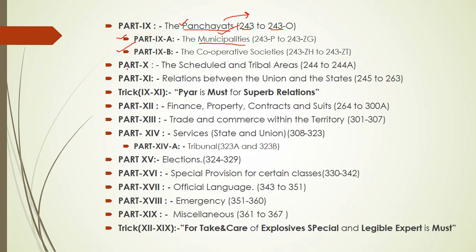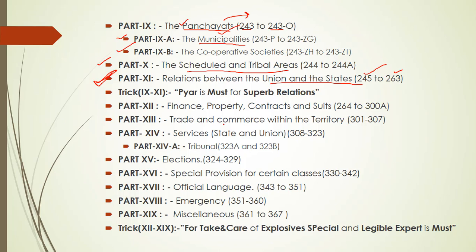Now, Part 10 of the Indian Constitution deals with the scheduled and tribal areas, and the special importance given to them is in this part only. Relations between the union and states, or we call it the union-state relation, is again a very important part, and you should know it by heart because direct questions are asked on which part deals with the relation between the union and the state, and this ranges from Article 245 to Article 263.